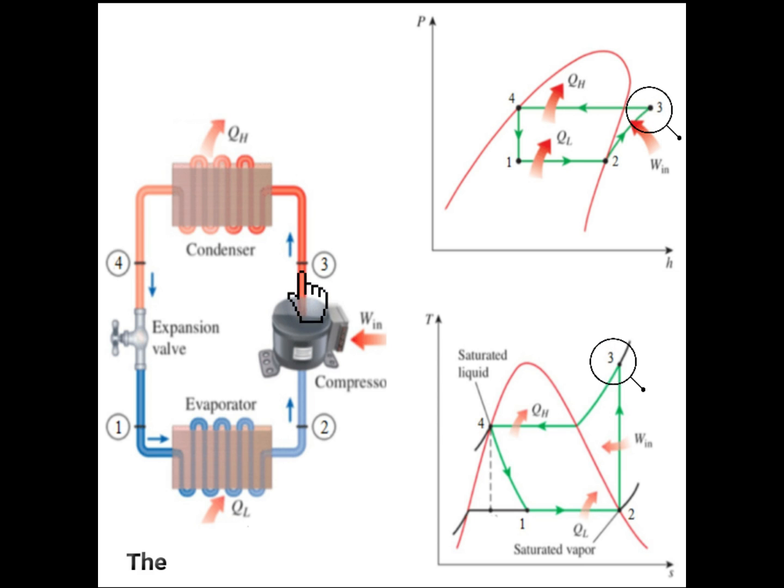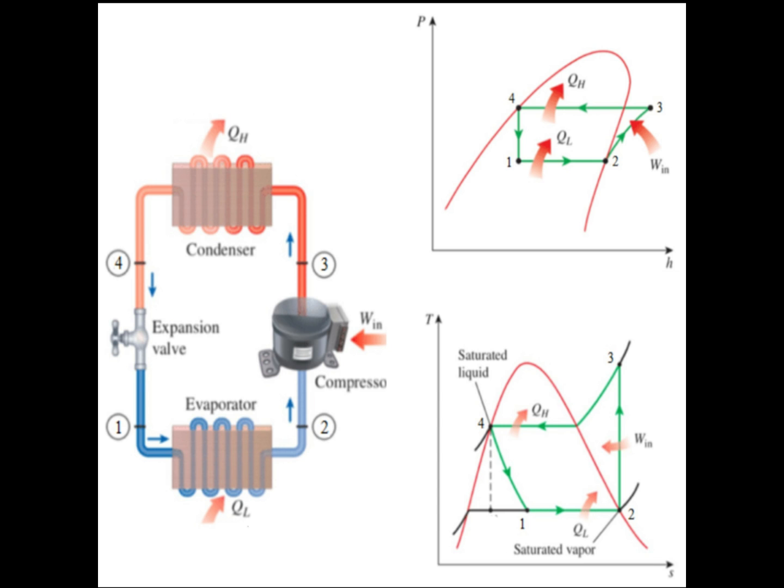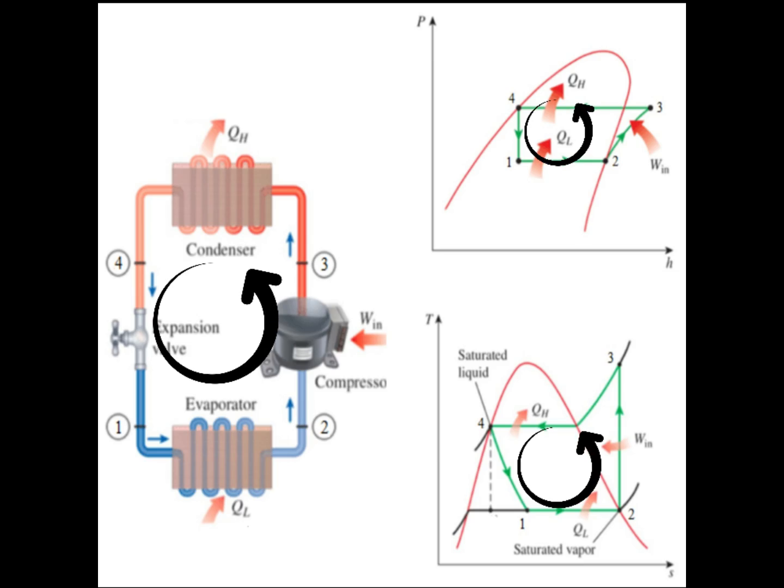At point 3, the high pressure, high temperature superheated refrigerant passes to the condenser where the heat is discharged into the atmosphere. This turns the refrigerant into saturated liquid. At point 4, the high pressure, high temperature liquid refrigerant moves to the expansion valve wherein the pressure is reduced. The pressure decrease also decreases the temperature, turning the refrigerant back into a wet mix state. It is then ready to pick up more heat, and so the cycle is repeated.